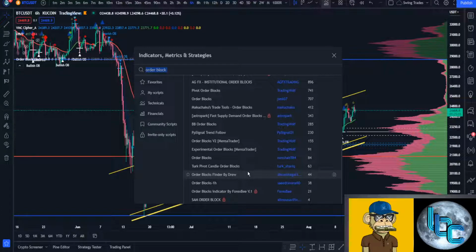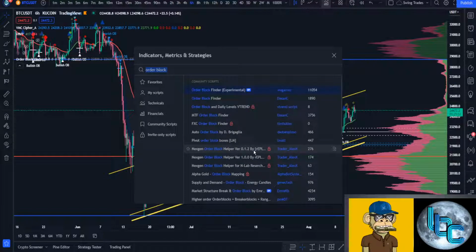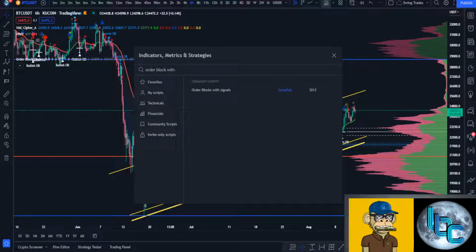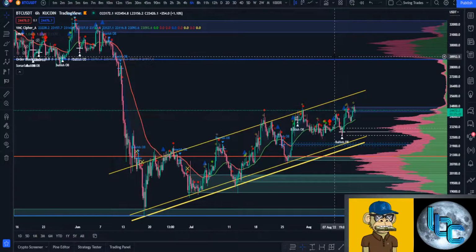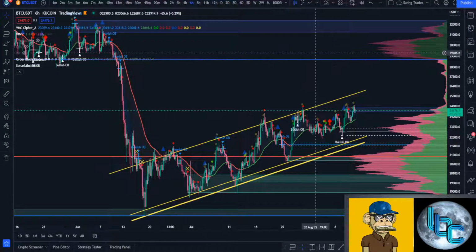Well, I don't see it. Okay, order blocks with signals is what it's called. Oh, there it is. Because the other one is order blocks. You see what I'm saying here? Ooh, you like it.